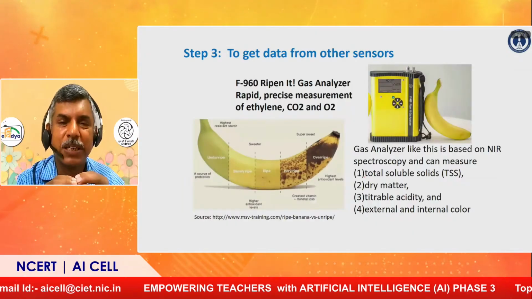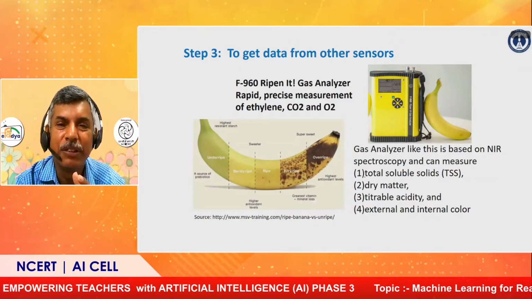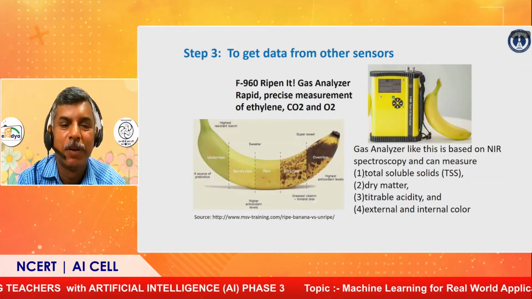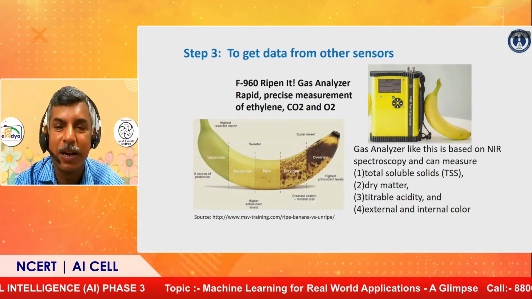And if some sensors are not good enough, we want to have more sensors. For example, a banana which is ripe or not ripe, because it has different types of minerals in various ripening conditions.